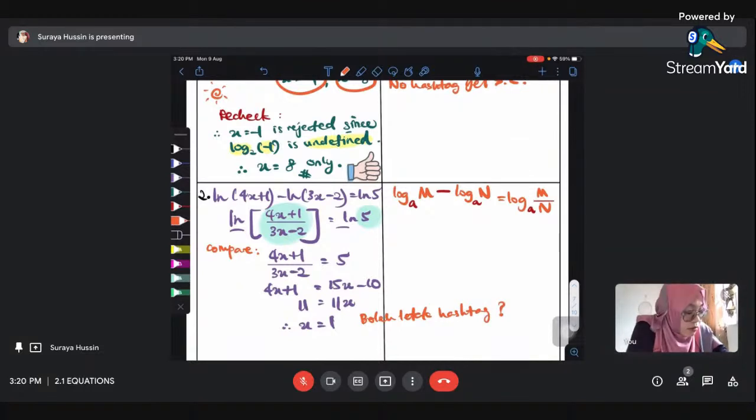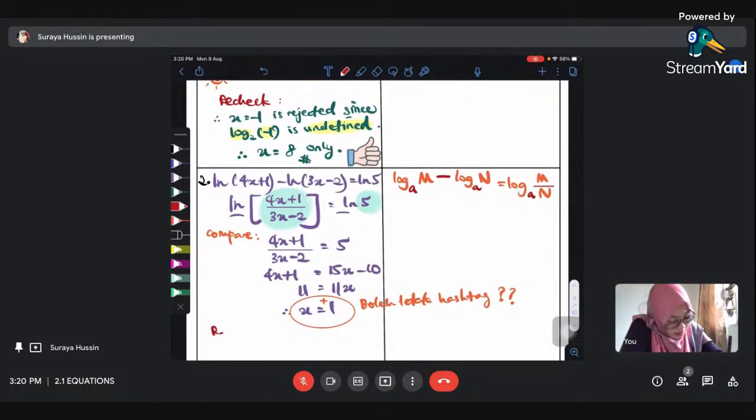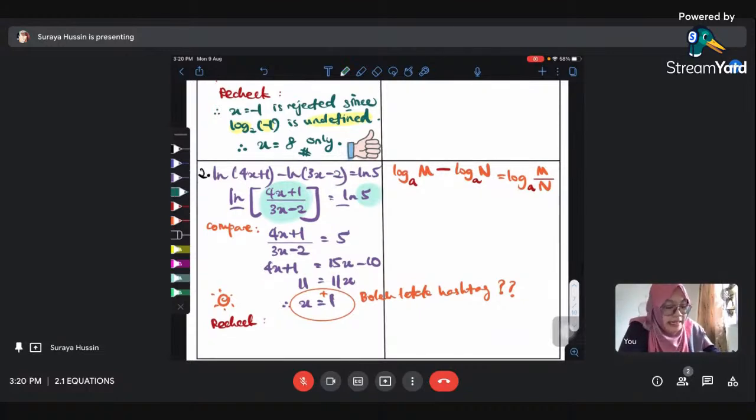Boleh letak hashtag dulu. So macam mana nak tahu? It is just to determine, untuk soalan log, whether this answer is it positive or is it negative? So log sangat simple untuk recheck. Cara untuk recheck, please put this. Cara untuk recheck adalah nak tahu dia reject ataupun dia accept.